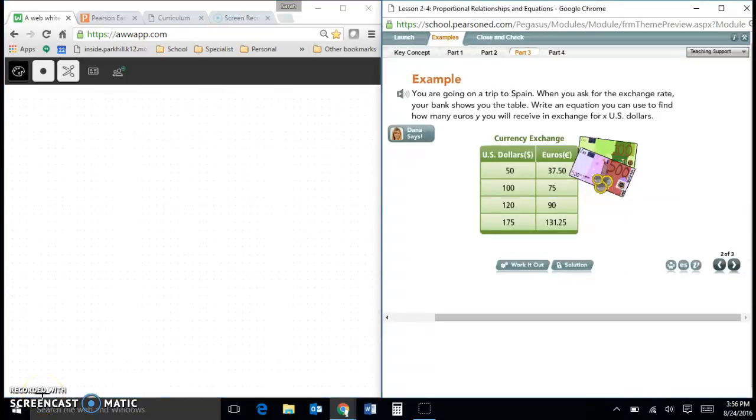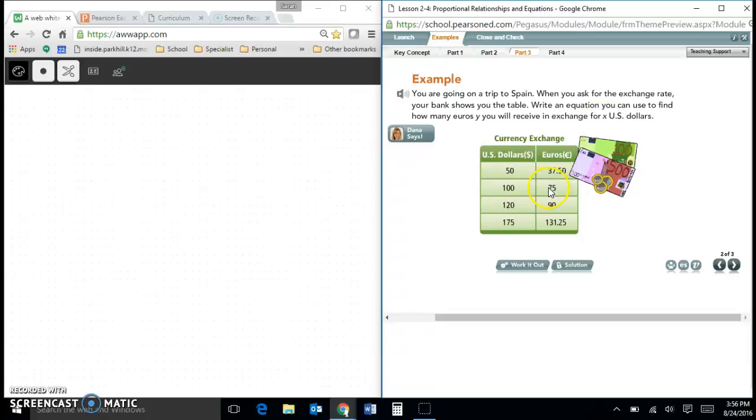Okay, for part 3, example 1, it says you're going on a trip to Spain. When you ask for the exchange rate, your bank shows you this table. Write an equation you can use to find how many euros you will receive in exchange for X US dollars. Well, guys, let's see. We need to remember that X is represented by the US and Y is euros.